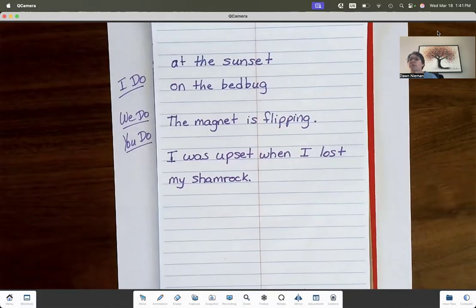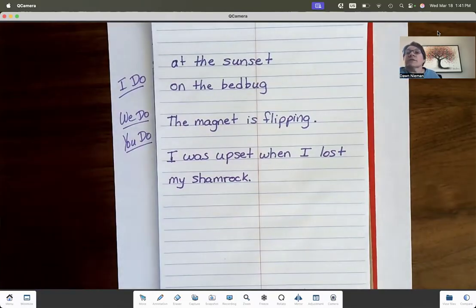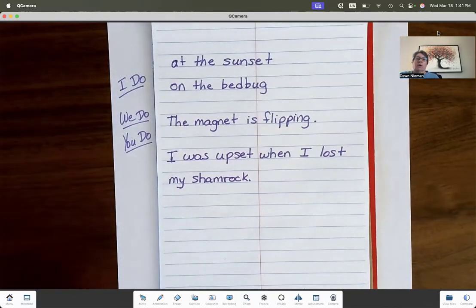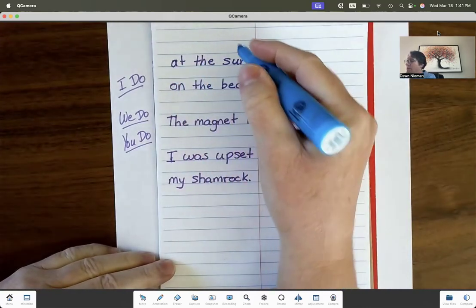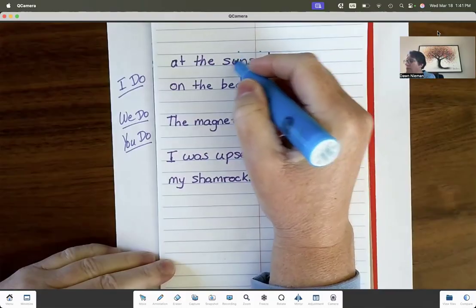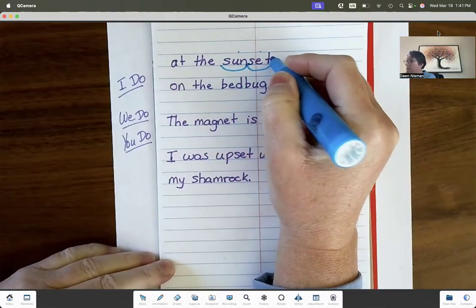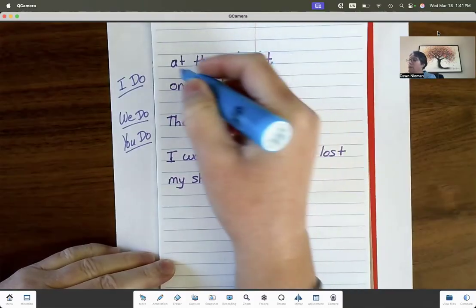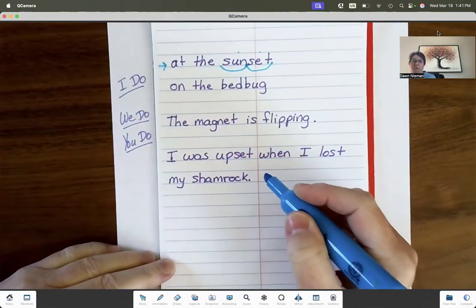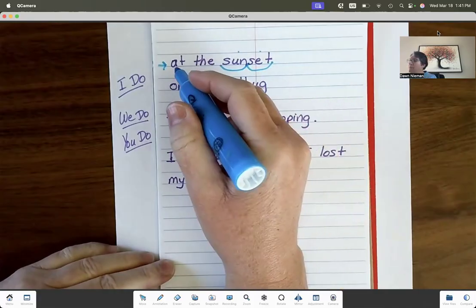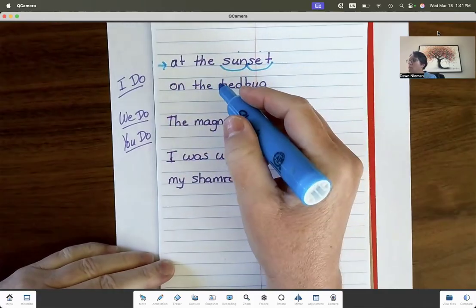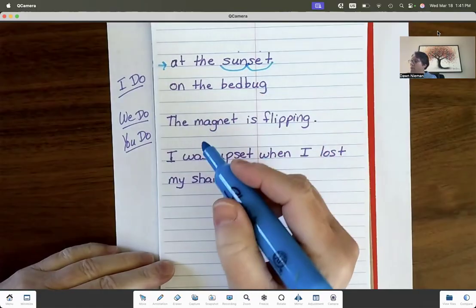And this is for both reading and for spelling. So you can start with at, the, and if they need to pop their vowels, spot and dot, sunset, sunset. Great. Now reread the whole thing like you're speaking at the sunset. Great. Let's try this next one.